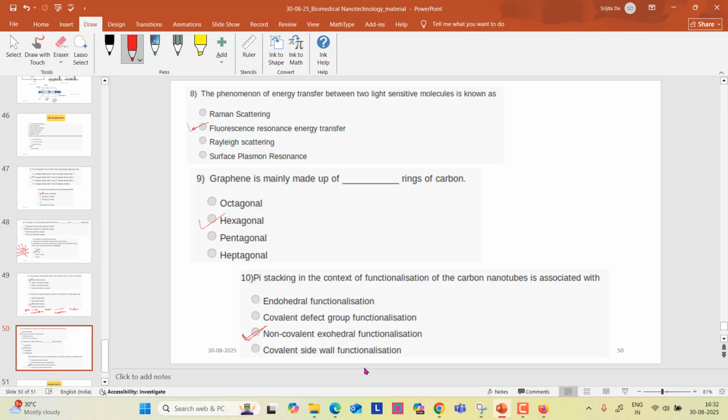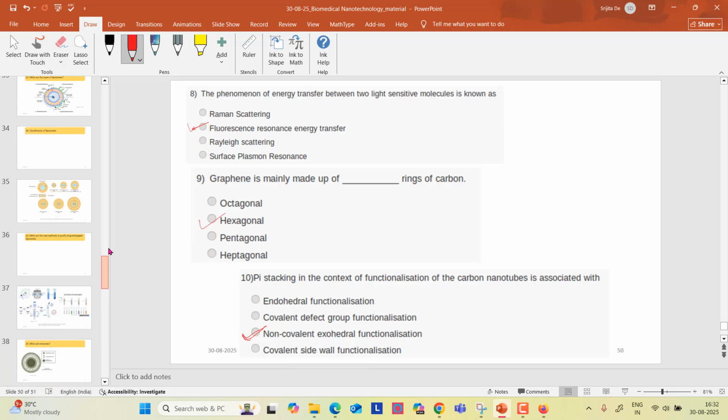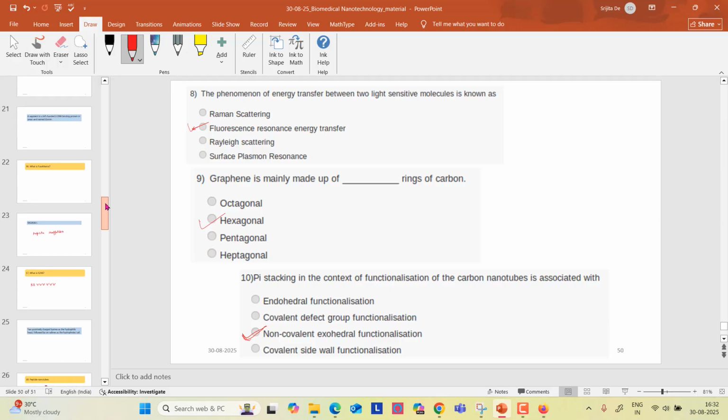I have some other questions also which we will be doing later. First, just go through the sections where we have left.